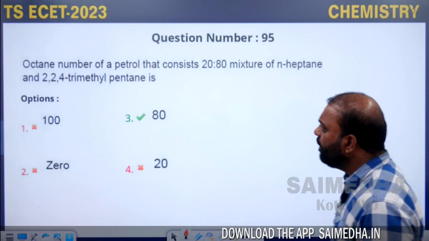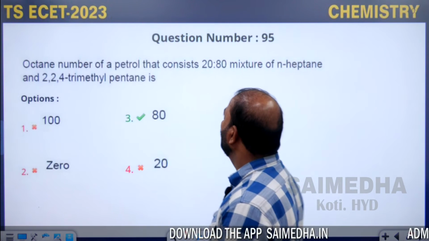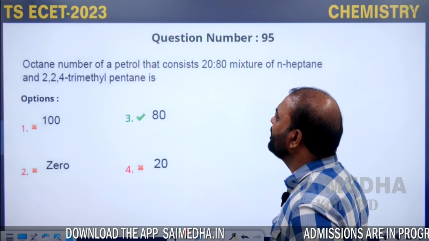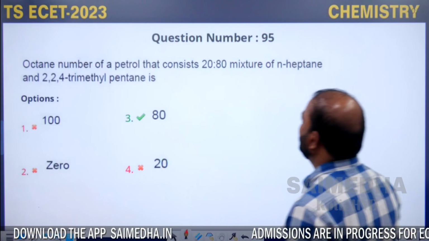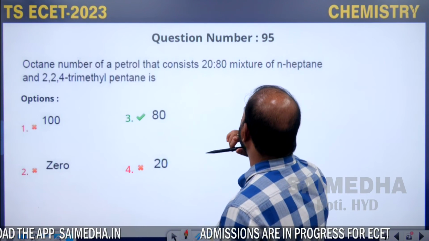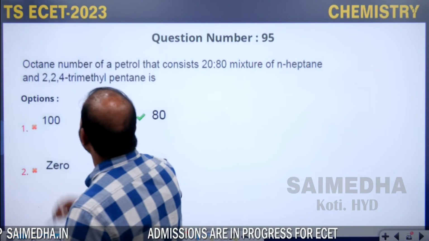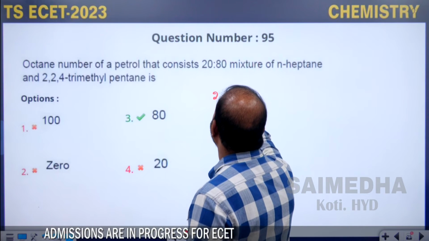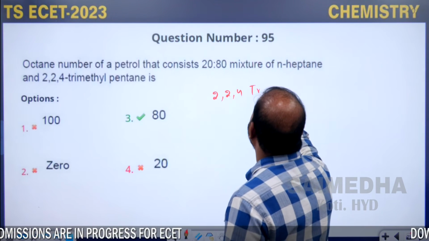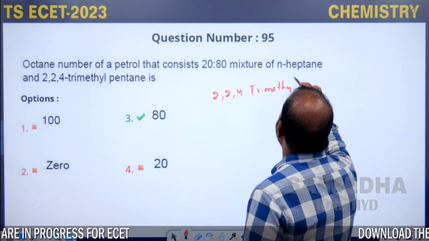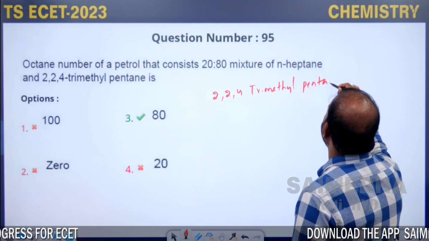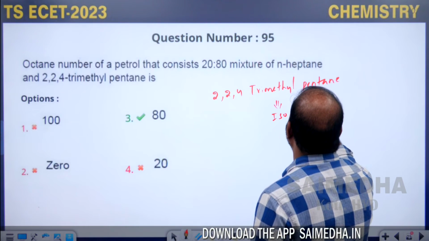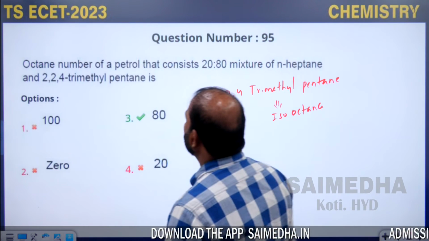Teflon. Octane number of petrol that consists of 20:80 mixture of N-heptane and 2,2,4 trimethyl pentane is dash. See here, 20% of N-heptane is present, 80% of the 2,2,4 trimethyl pentane is present here. See this 2,2,4 trimethyl pentane is also known as what? Isooctane.